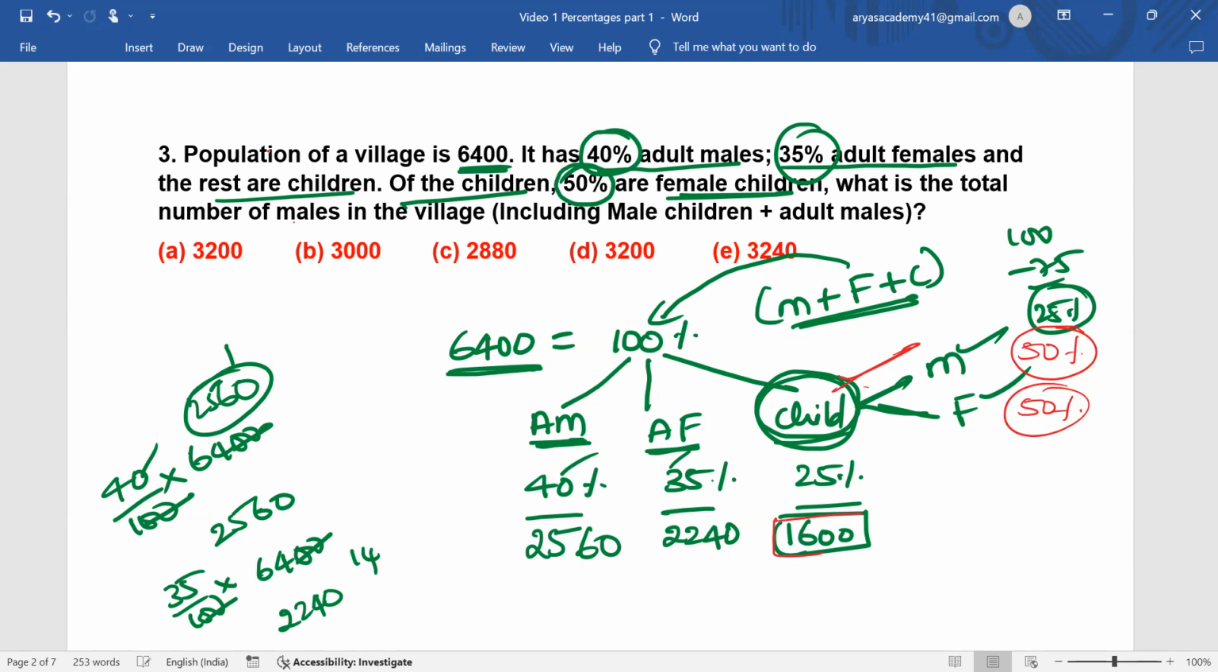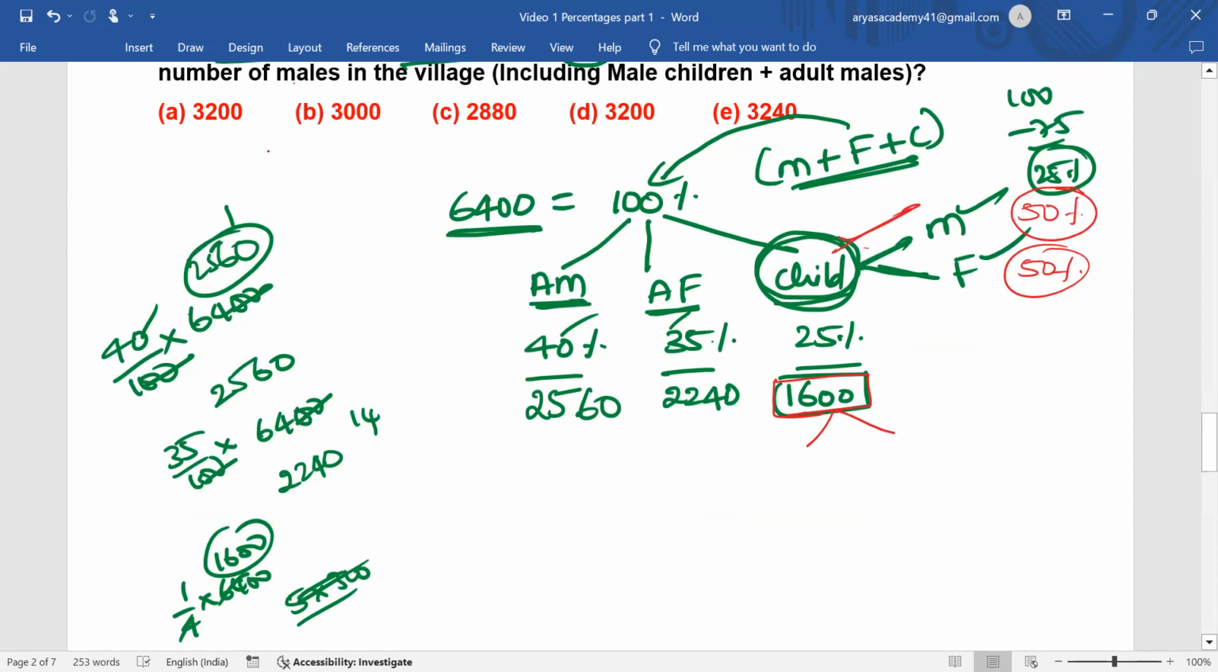What is the total number of children? 1600. Now we are going to divide them into male and female. Total number of children is 1600. Out of that, 50% are male children, 50% are female children. So 50% is upon which value? 1600, because that is the total number of children.